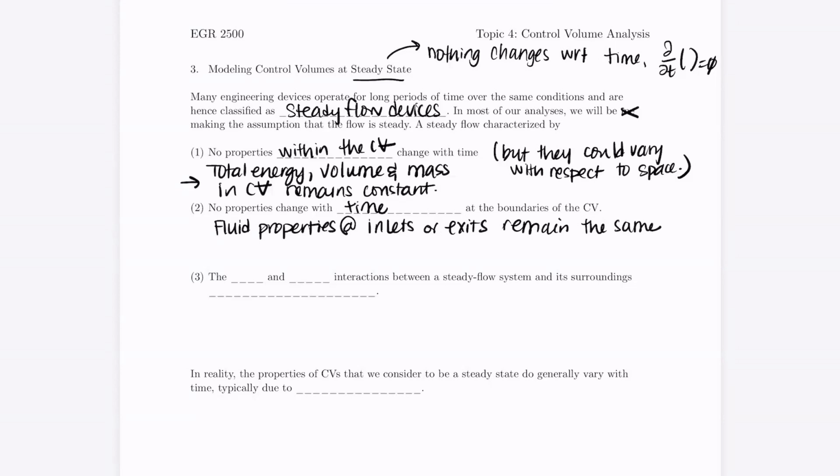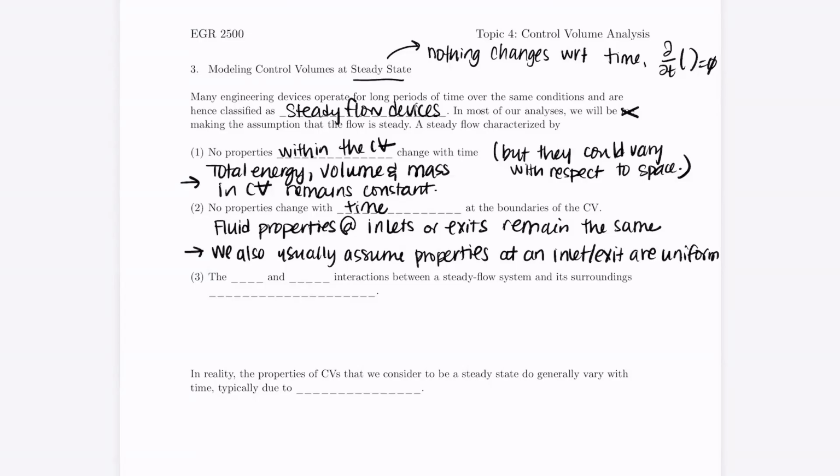And we also usually assume that the properties at an opening, so at an inlet or an exit, are uniform. So things like inlet velocity or exit velocity, we're going to assume that's a uniform velocity at the inlet and the exit. If you're an ME student and you take 3500, you will find that we learn how to do what happens if that's not the case. So that's more of a fluids problem.